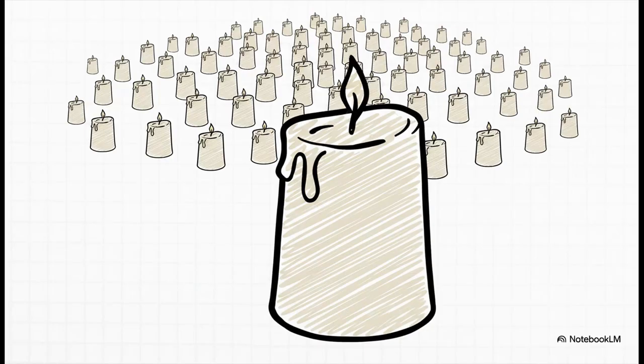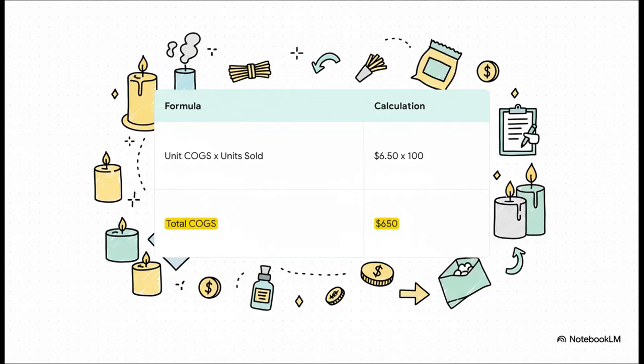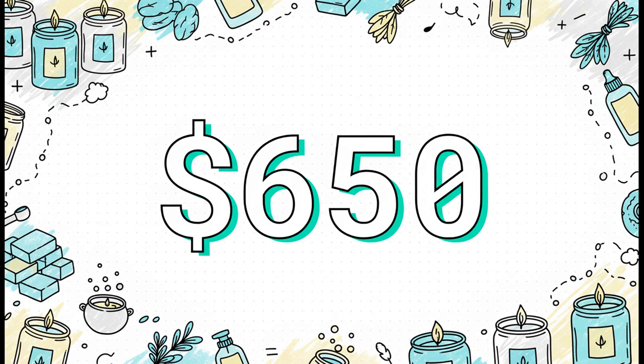Now look, knowing the cost for one item is amazing, but businesses sell more than one, right? So let's zoom out a little bit to the big picture and figure out the total cost of goods sold for a whole bunch of sales. This is the final step, and honestly, it's just one easy multiplication. You take your unit COGS, our $6.50, and you multiply it by the number of units you actually sold. So let's pretend we sold 100 candles. And that gives us our final number for today, $650. That is the total cost that is directly tied to the 100 candles you sold. From right here, you can subtract this number from your total sales to find your gross profit.